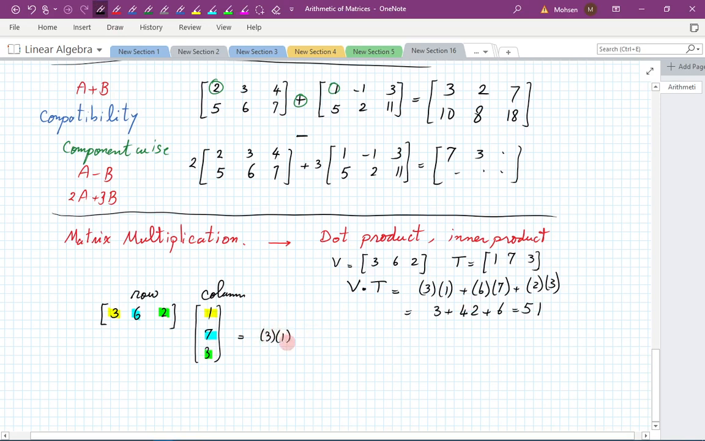3 times 1. I'm putting parentheses to emphasize and also to protect against sign mistakes and such. So my operation will be exactly what I did here: 3 and 42 and a 6, and I get 51. This 51 that comes out of this, if you wish, you can think about it as a 1 by 1 matrix. Out comes 1 by 1. Now what?